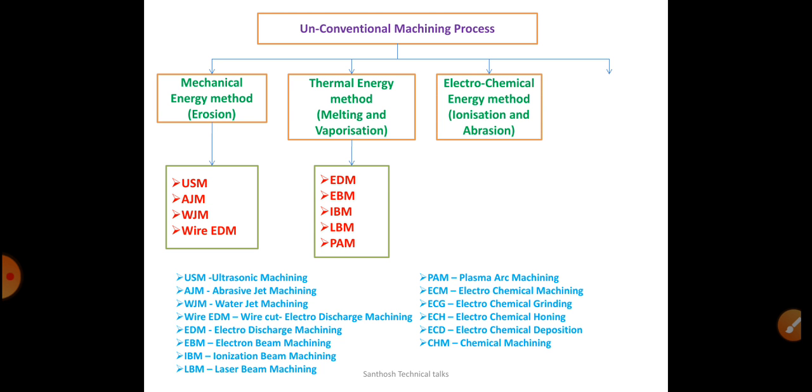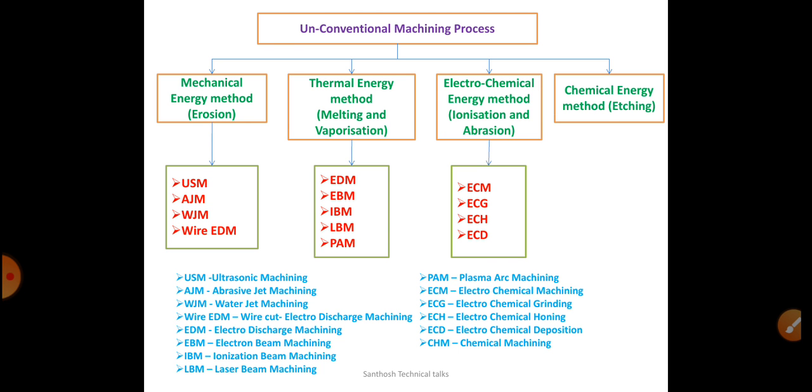In the electrochemical method, that is ionization and abrasion, electrochemical machining, electrochemical grinding, electrochemical honing, and deposition are being used. In the last method, we have the chemical method, that is the etching process. Only chemical machining is being used. So with this detailed information, I'd like to go into the topics. I'm going to concentrate on 8 different machining processes which are available in the 4 different types.